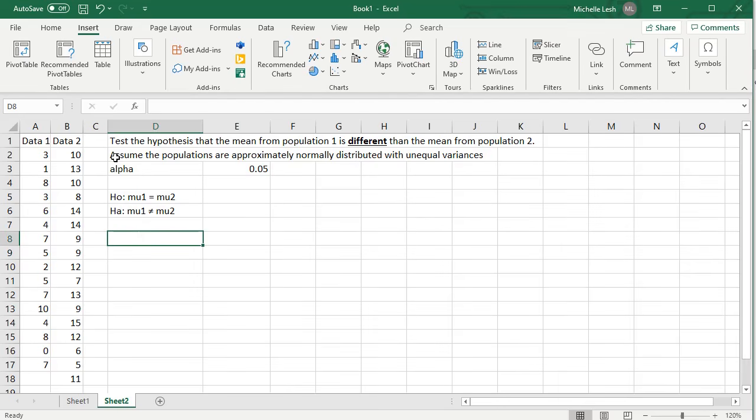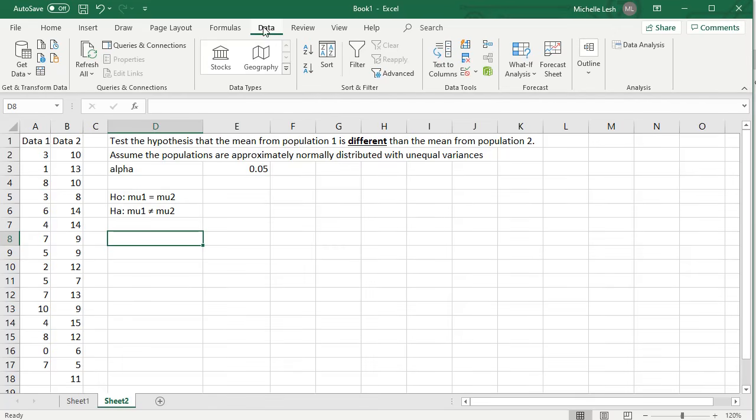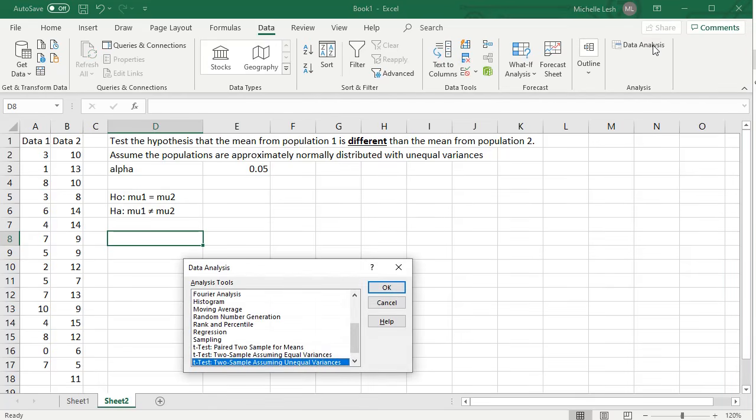All right, so how would I test this hypothesis? We're going to assume the populations are normally distributed and we have unequal variances, and we're going to use alpha equal to 0.05. So first thing, go up top to Data, click on Data, then click Data Analysis. We have two different samples.